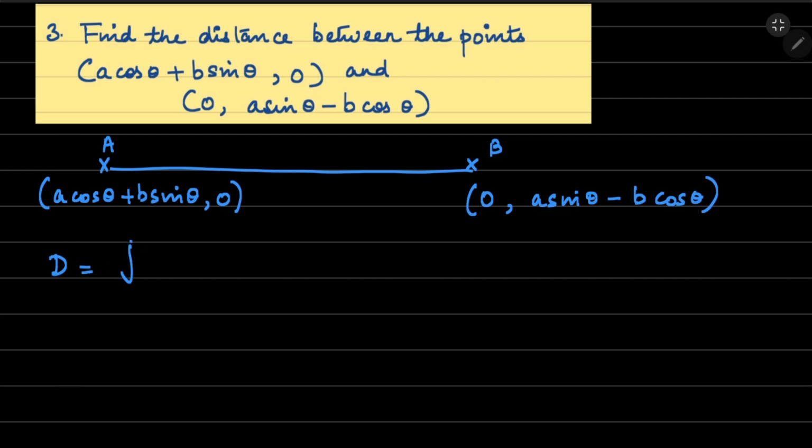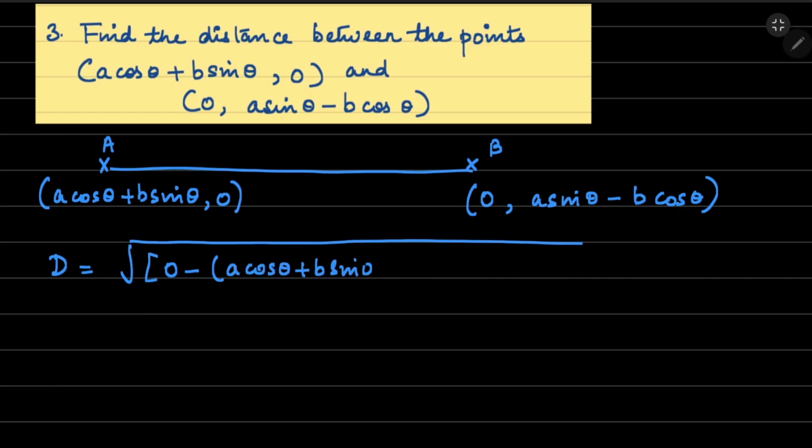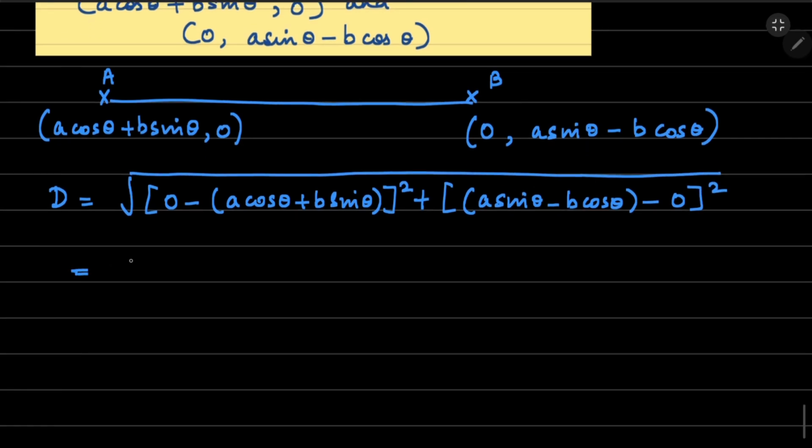The distance formula is d is equal to square root of x2 minus x1, where x1 is a cos theta plus b sin theta, the whole square. Okay, x2 minus x1 is 0 minus that, plus y2 minus y1. What is y2? a sin theta minus b cos theta minus 0 the whole square. Right? So, the first time when you are writing, please substitute the values.